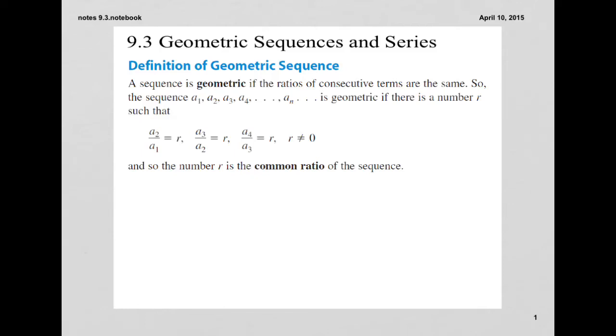Hello and good morning to Chapter 9, Section 3, Geometric Sequences and Series. You will need to pause the video at this time to copy down this information.